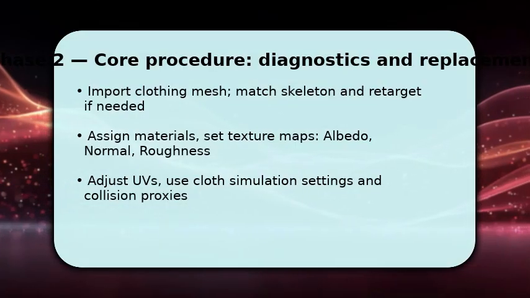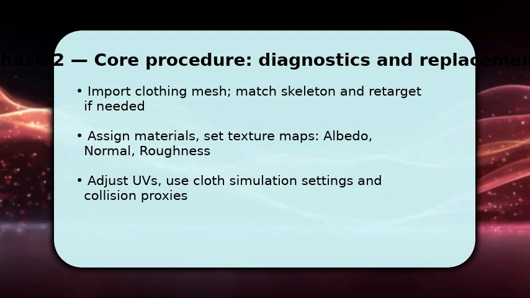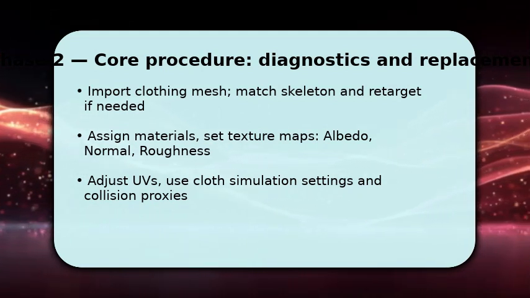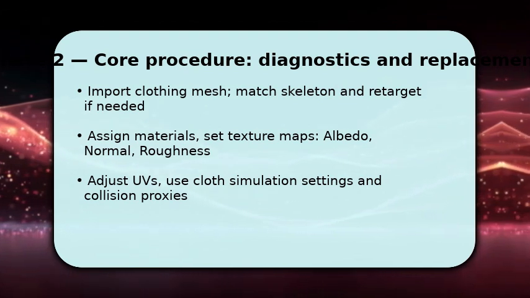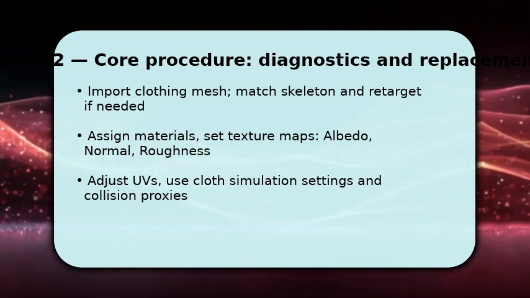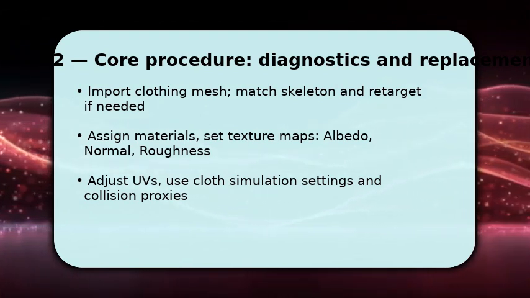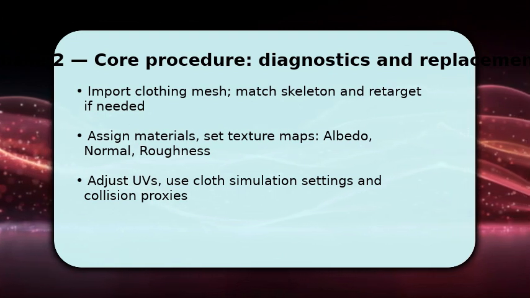Now import your clothing mesh and align it to the Metahuman skeleton. Retarget or rebind skin weights if needed so deformation works during animation. Then, assign materials. Connect albedo, normal, roughness, and any ORM maps so lighting reads cloth correctly.